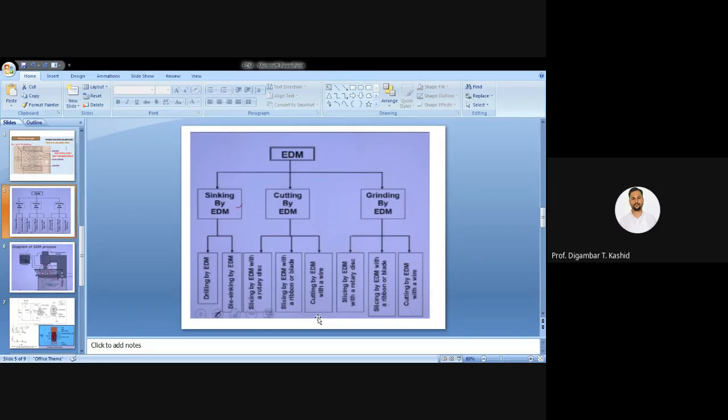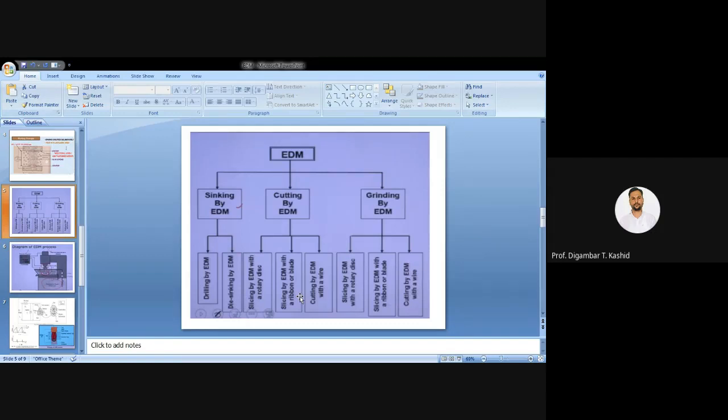As I have mentioned, you can use a rotating disc, a metallic tool. Using that metallic tool, you can do the cutting operation on very hard metal. Suppose there is a very hard metal and you have to cut the exact required portion. This kind of slicing by EDM operation you can do using this rotary disc type tool. And another, as I have mentioned, is slicing by EDM with a ribbon or blade, so you can do the slicing operation.